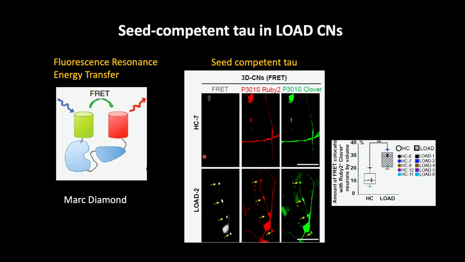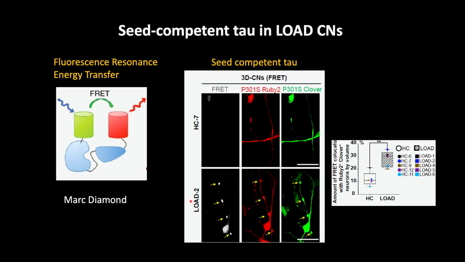We also collaborate with Marc Diamond because he has the tau FRET reporters. You can express these FRET reporters, one is Ruby and the other one is Clover. If there's a presence of seed-competent tau in a cell, these two reporters are brought together, and there's energy transfer that we can measure as a FRET signal. What we found was that in late onset Alzheimer's, these regions that are bulging up are the locations where we can see the FRET signal. So we feel confident that these late onset neurons that we generate have seed-competent tau.